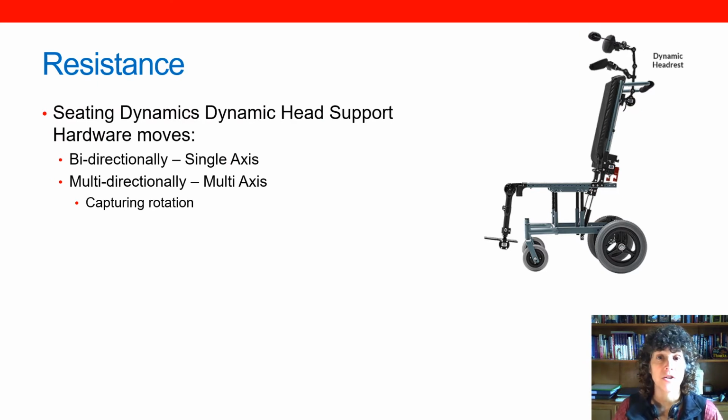Seating Dynamics has two different types of dynamic head support hardware. The single-axis hardware moves bidirectionally, back and forth in a single plane. Multi-axis hardware allows for multi-directional movement and in turn allows us to capture rotation of the client's head.